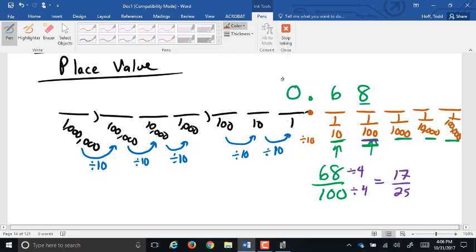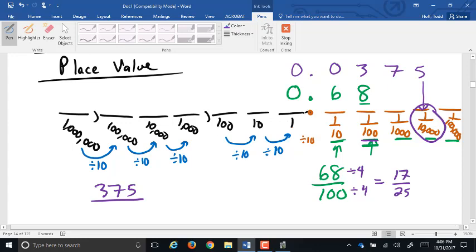If I had 0.0375, again, I read the number as though there's no decimal point there. It's 375. What would my denominator be? Well, the last digit is in the 10,000ths place. So it's 375 over 10,000.